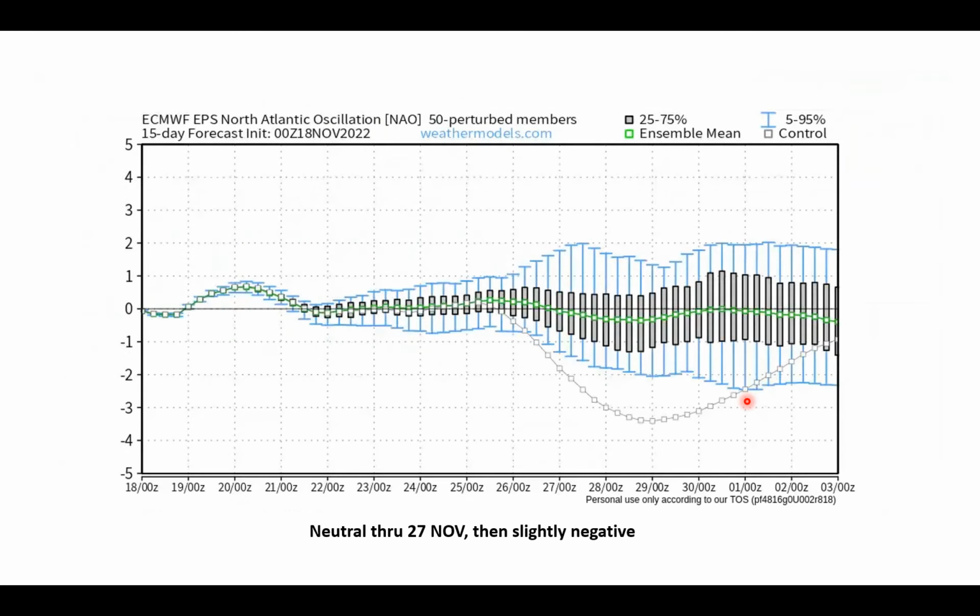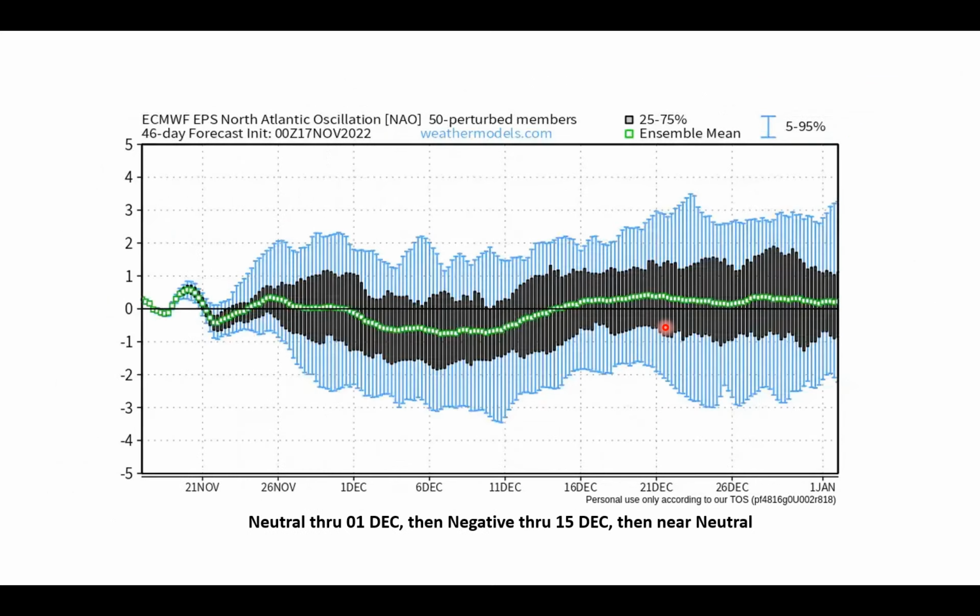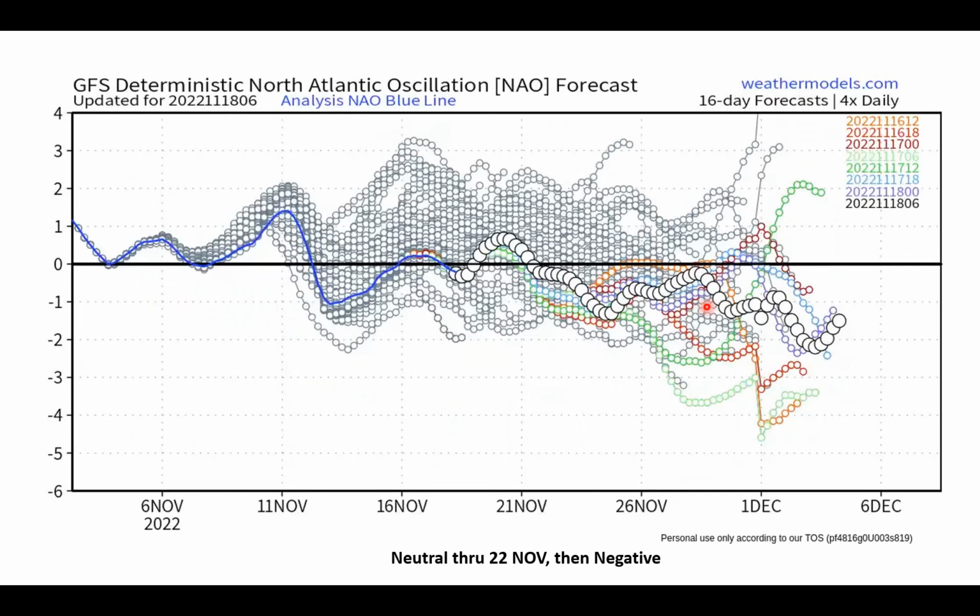The European EPS NAO 50-member forecast generally shows a neutral condition through the 27th of November before dropping slightly negative. The next European EPS NAO 50-member forecast shows near neutral conditions all the way out through about the 1st of December, then drops negative through mid-December, through about the 15th of December, and then becomes neutral again. And then the GFS deterministic NAO forecast shows neutral conditions right on through the 22nd of November.